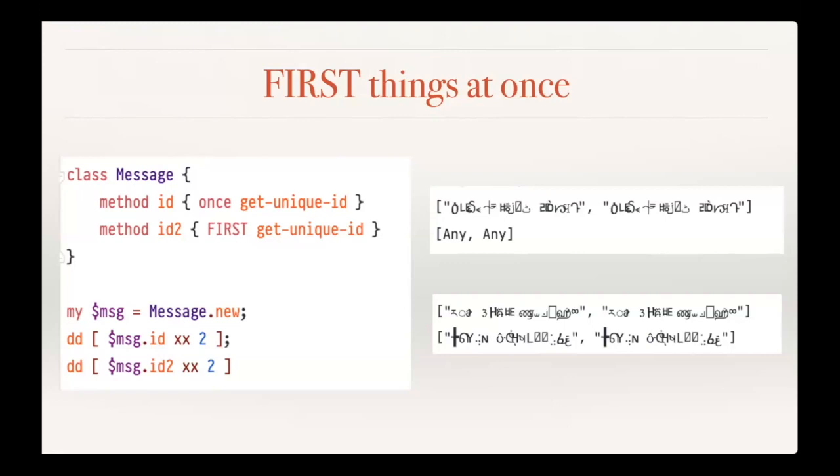We've made once redundant by giving first the same semantics that once has. First was originally only targeting loops. Now you can use it for the first time a method is called, or the first time a subroutine is called. Anywhere once was usable, this will be usable too. And as you can see, it returns its value.